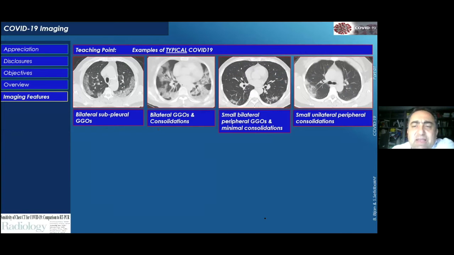Having said that, let's talk about the typical appearance of the disease that we talked about. The findings in COVID are not pathognomonic, but they're typical. What's the difference between pathognomonic and typical? Pathognomonic means that when you see it, there's no other diagnosis. There's only one diagnosis.